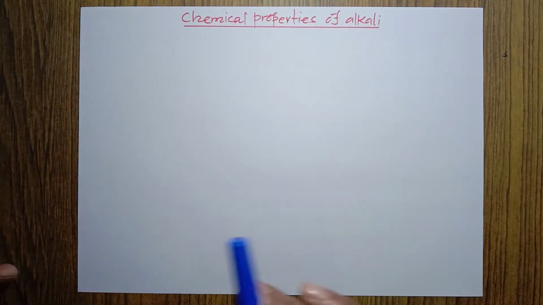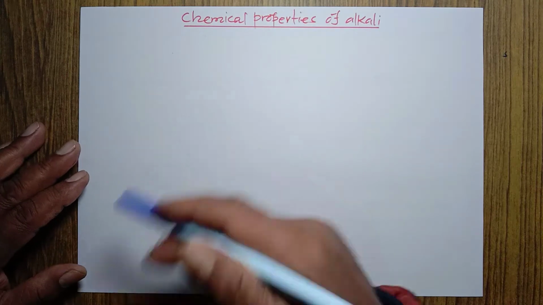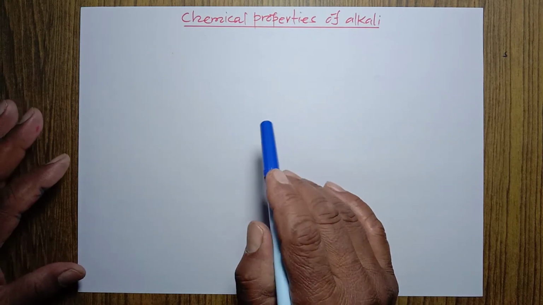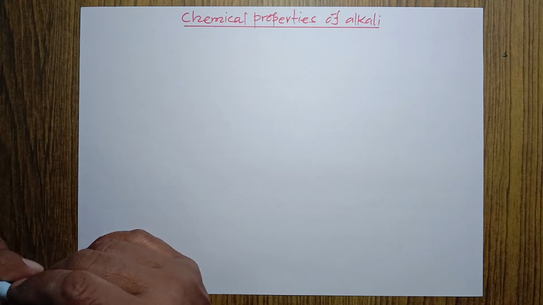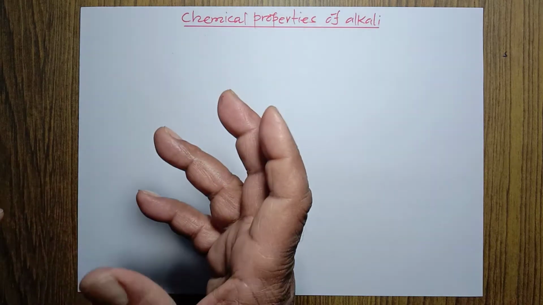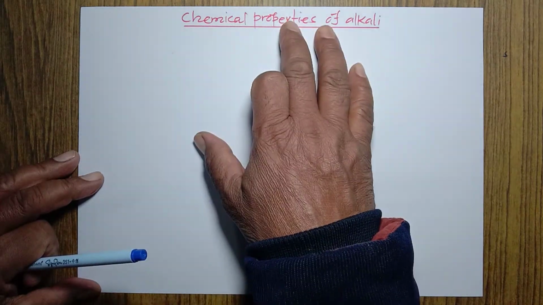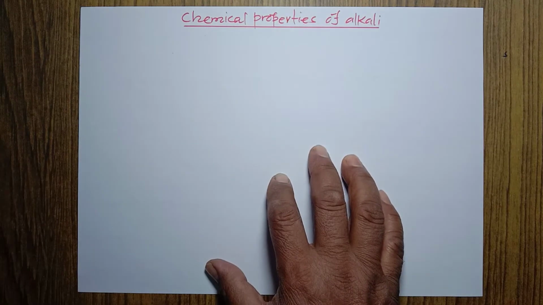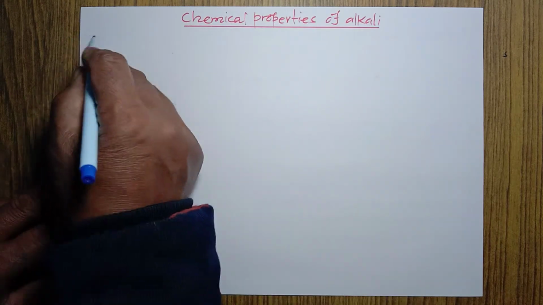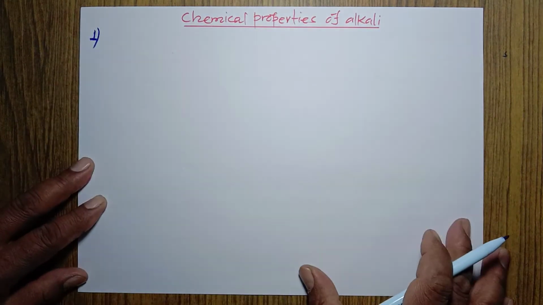Okay, I'm talking about the chemical properties of alkali, and I want to present four basic chemical properties of alkali. All of you know that chemical property is always related to change. I mean to say a new substance forms in chemical properties, and we have to write the chemical reaction for that, and I'm writing the chemical reaction also. Okay, number one, what are the chemical properties of alkali?